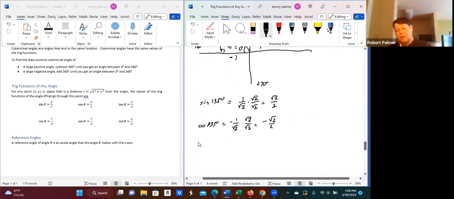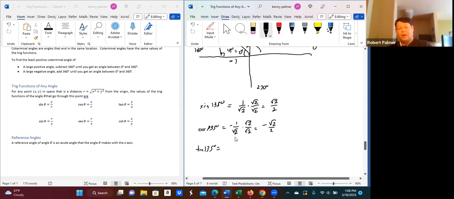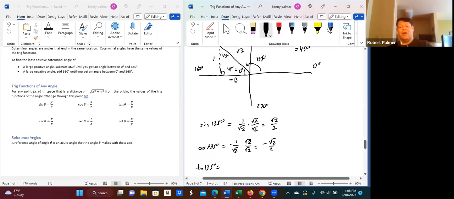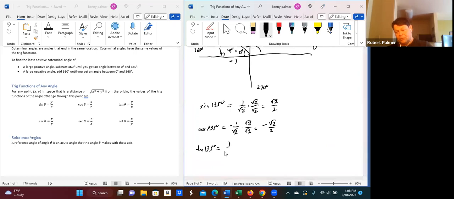And then tangent of 135 degrees. Okay, so what's that going to be? Well, that's going to be using the same triangle. You can think of it as y over x, or from a reference angle, opposite over adjacent. This is going to be 1 over negative 1. It's going to be negative 1.